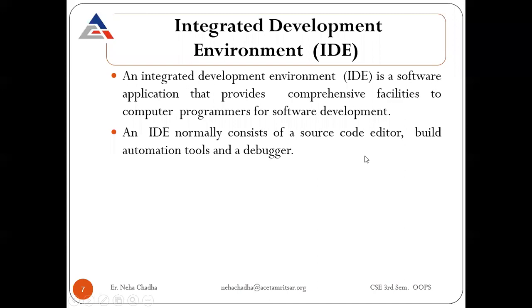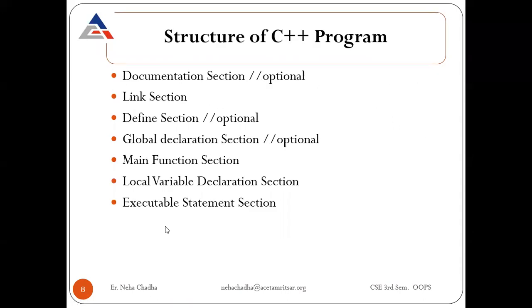An IDE normally consists of a source code editor, build automation tools, and debuggers. There are so many options available to you in the IDE where you can change your program, like you can change the background of your program, add a watch, debug your program, and add breakpoints in your program. By exploring the IDE, you will get so many options. Then coming to the structure of a C++ program.